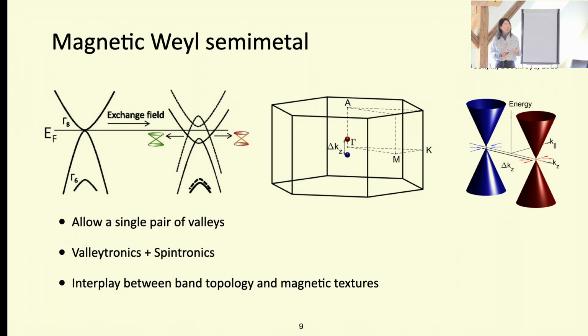And this magnetic Weyl case is particularly interesting for us for several reasons. To name a few, first, it allows a single pair of valleys, so this is nice and clean to study valley transport. And because you have both valley and spin, there are more knobs to tune for application purposes. And as we heard from previous talks in this workshop, there can be magnetic textures, and there will be this interesting interplay between real and momentum space topologies.